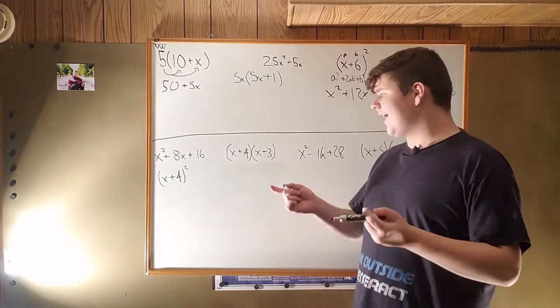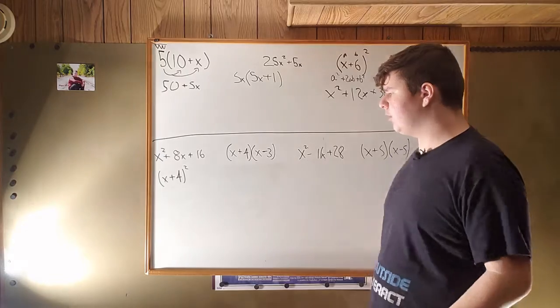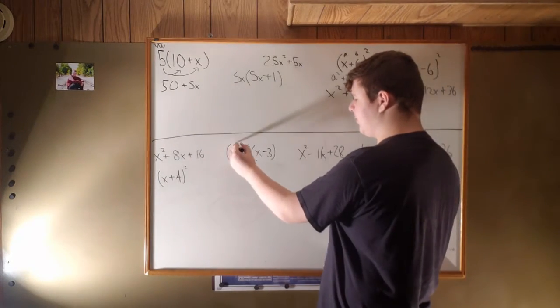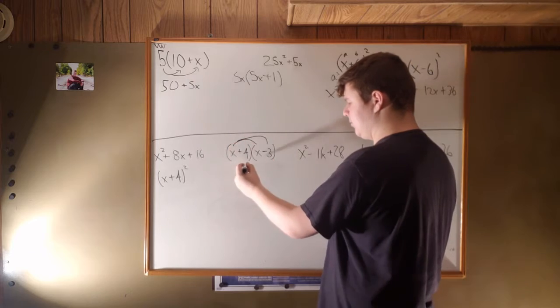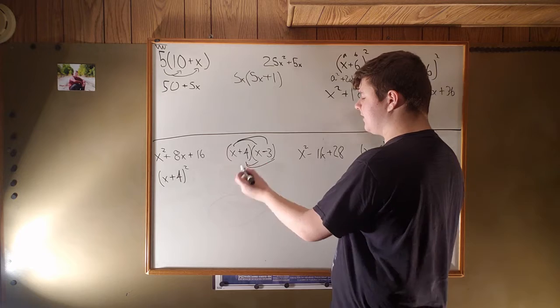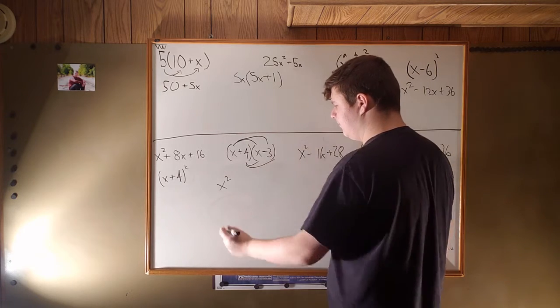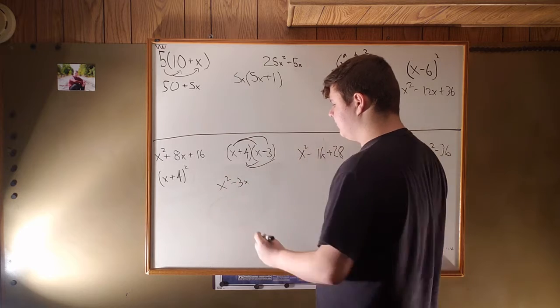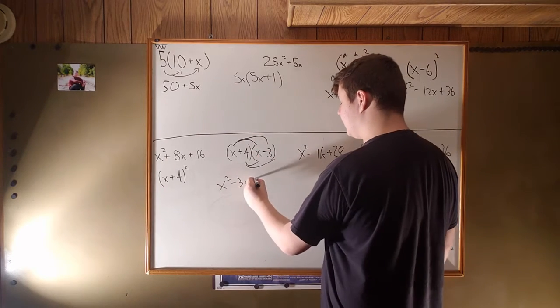So now that you understand the concept of how to do this, let's do it a bit quicker. We don't have to rewrite it out now. Now we can just say this number has to be multiplied by everything, and this number has to be multiplied by everything, which is exactly what we did before. So x times x is x squared. X times negative 3 is negative 3x. 4 times x is 4x.